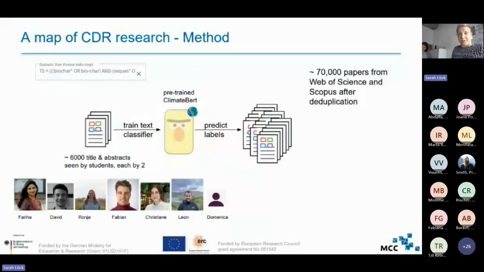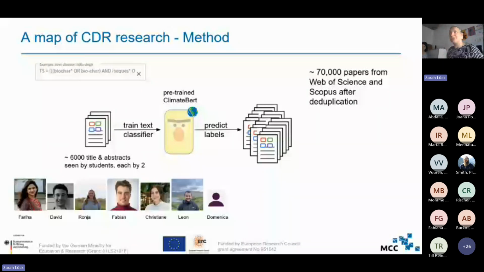Of course, 70,000 papers cannot be read by humans, so you need to go to an automation step. And we use, as I already said, machine learning methods extensively for that. Machine learning is basically you train a model to duplicate human decisions.